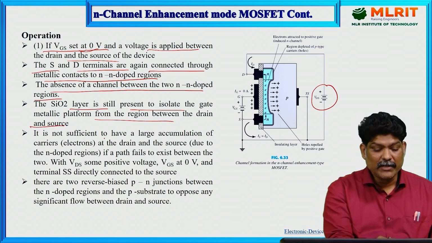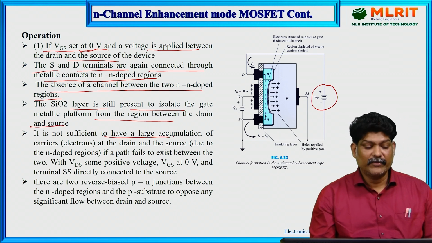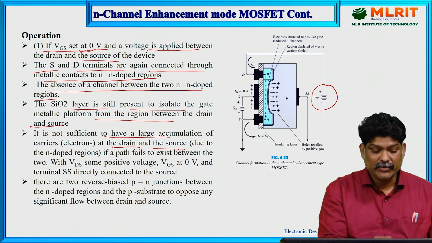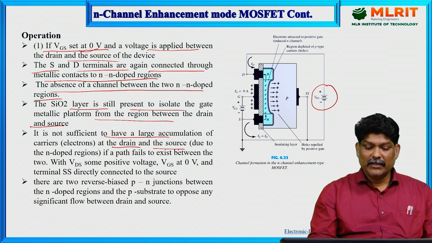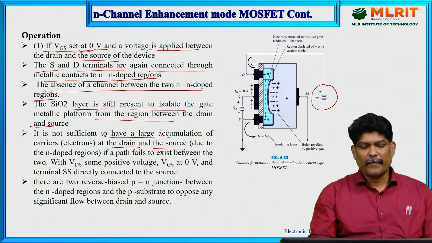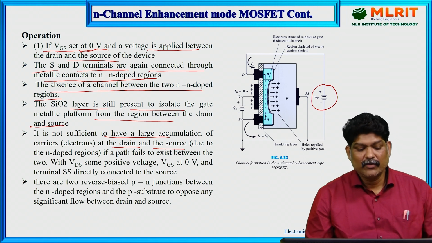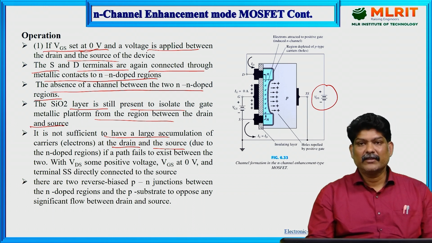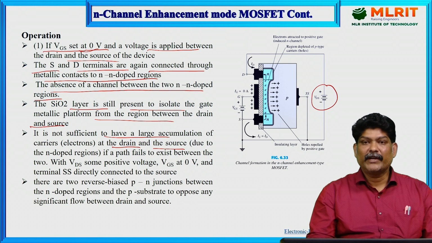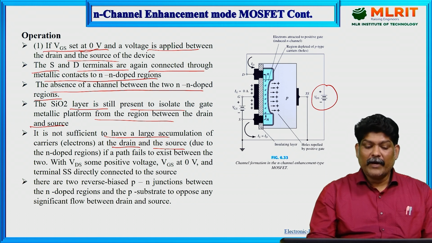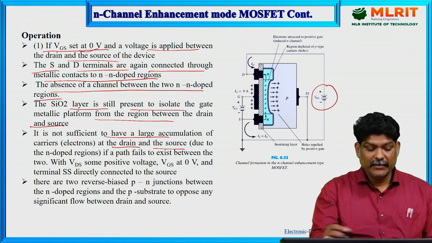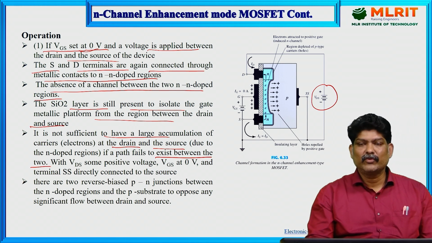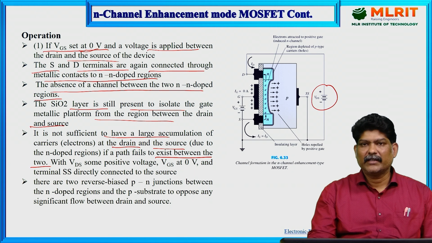There is not a sufficient, large accumulation of carriers, that is electrons, at the drain and source due to the N-doped regions, because between the N-doped regions there is no channel actually. Since no path exists between the two, there is little chance of getting electrons there.